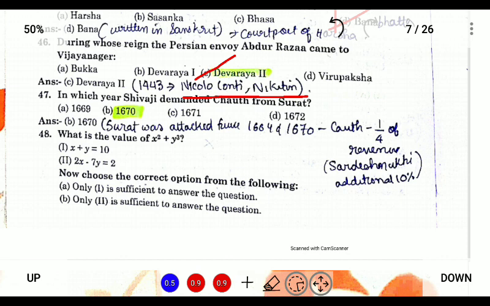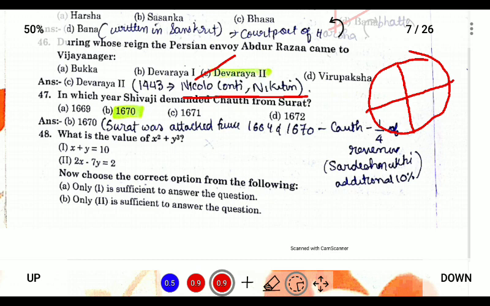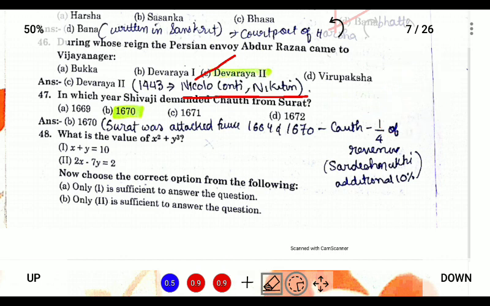So Chauth is 1/4 of the revenue. Suppose you're producing a profit from a field. Out of the entire revenue, 25% will be given as tax, and this is known as Chauth, and it was demanded by Shivaji from Surat in 1690.